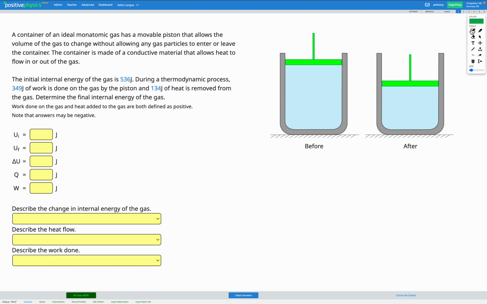So that's our important equation. Delta U equals Q plus W. In other words, the change in the internal energy of the gas is equal to the heat that flows into the gas plus the work done on the gas.